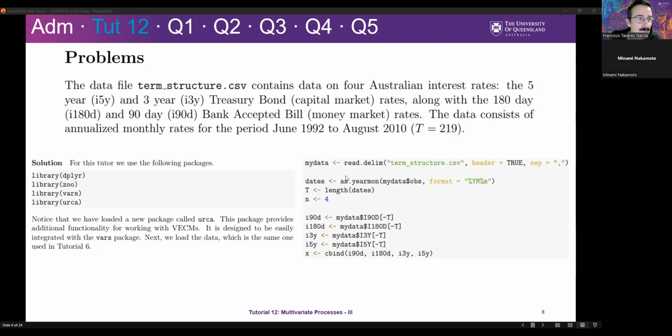If you click there, you will have all these observations. One of the columns is the dates, as per usual in our time series, and the other 4 are the variables there.